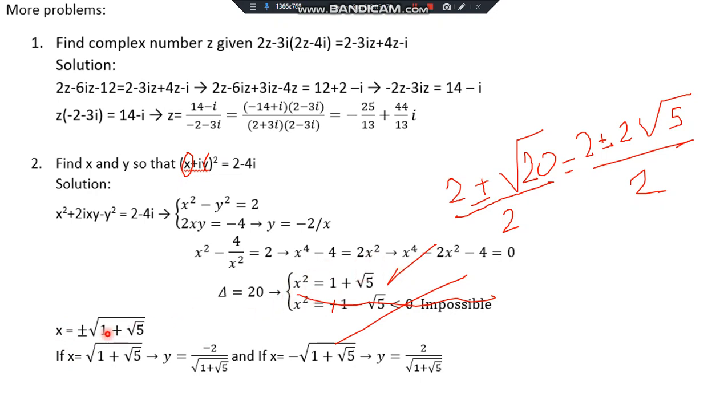Okay, if you have x, what will be y? Minus 2 over this number. If x is positive, y is minus 2 over radical of 1 plus radical 5. If x is negative, you're going to get y equal to 2 over radical of 1 plus radical 5. So that's it.